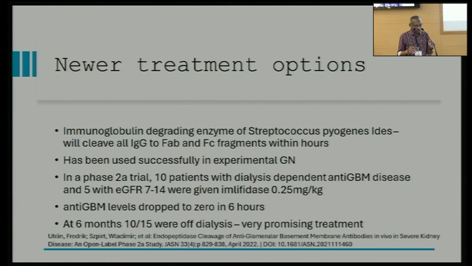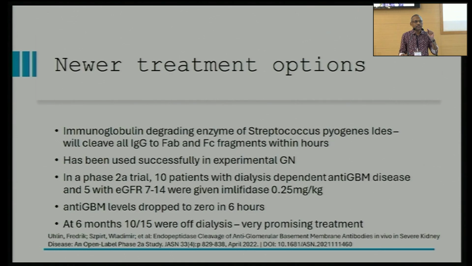In the phase 2A trial they gave imlifidase to 10 patients who were dialysis dependent and 5 patients who were non-dialysis dependent with a very low eGFR, 7 to 14. All of them had anti-GBM levels dropped to 0 in 6 hours. I think that's the fastest way you can get the antibody levels down, probably even better than Plex. So it may replace Plex if it's available in large quantity.